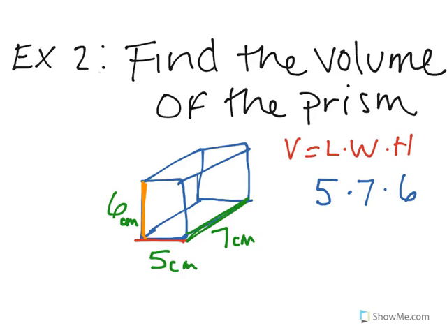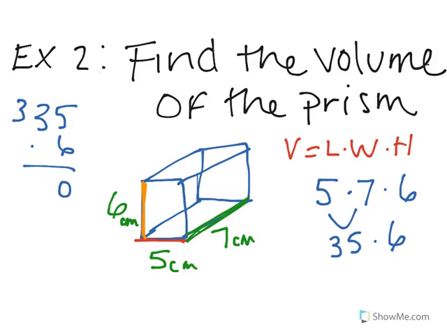So I'm just going to have to multiply these digits. 5 times 7 is 35. And then 35 times 6. Again, I can do this math off to the side. 6 times 5 is 30. Carry the 3. 6 times 3 is 18, plus 3 is 21. So my answer is 210. And then I always have to include my units. My units are centimeters. And again, because we're dealing with 3 dimensions in volume, it's centimeters to the 3rd power.